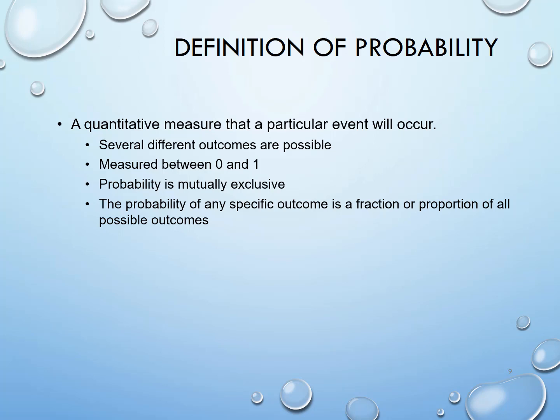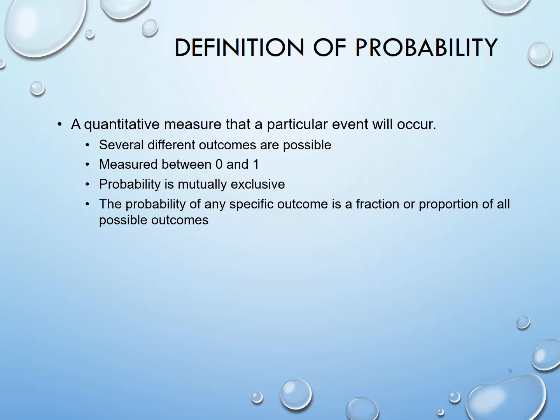If the probability is 0, it means that the event will never happen. If the probability is 1, it means the event will definitely happen. If the number is in between, it may happen. The closer the number is to 1, the more likely it is that this event is going to happen.